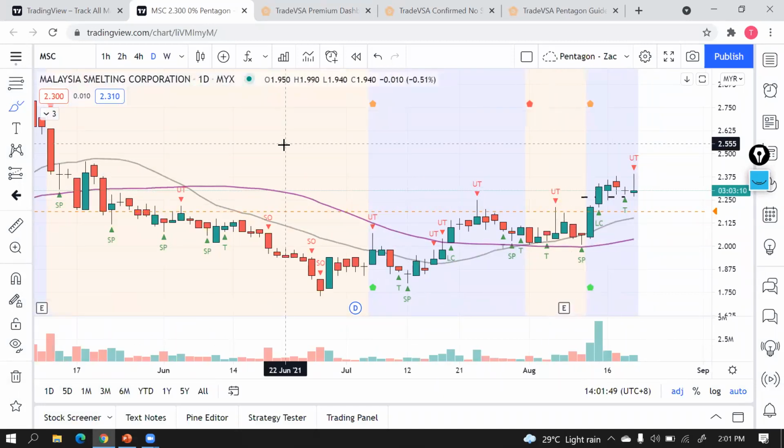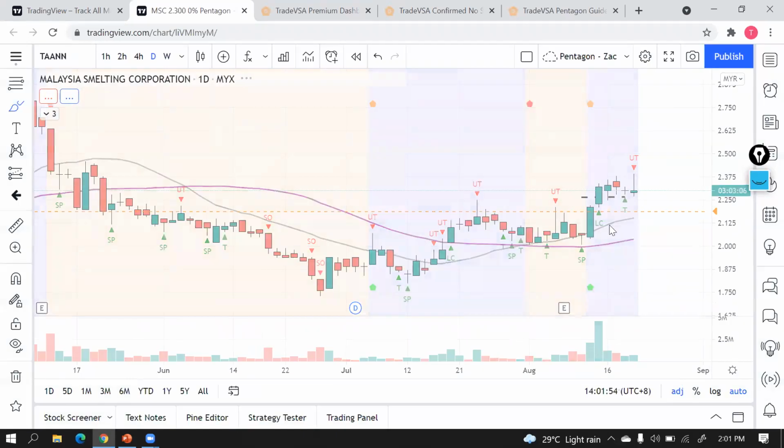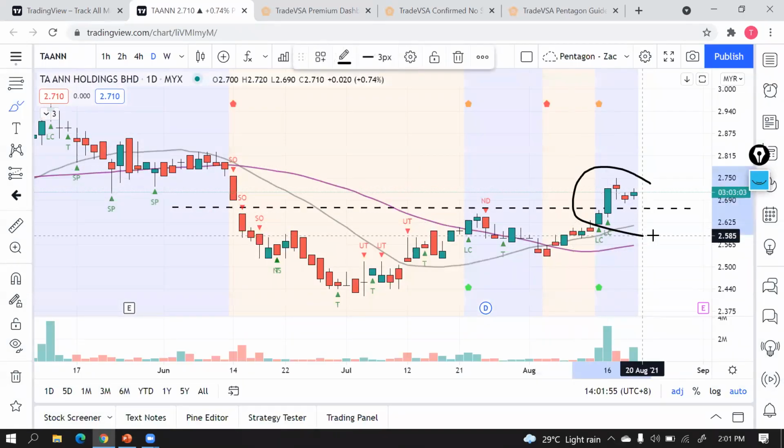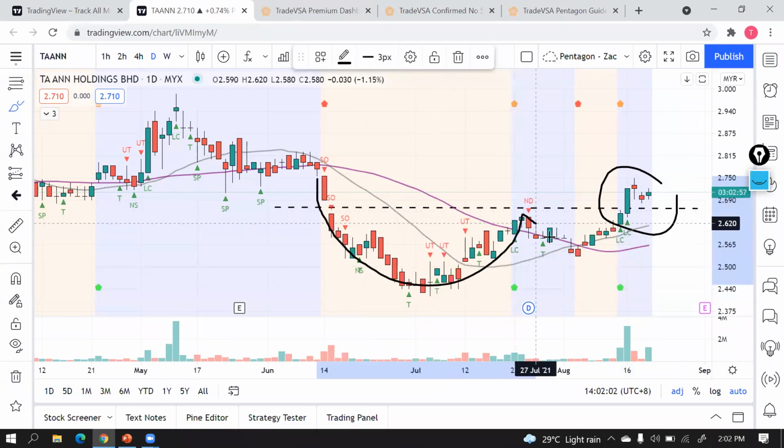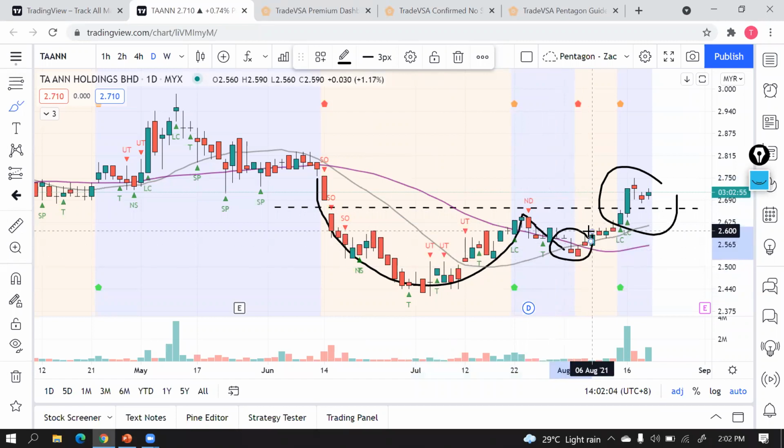Oh, it failed to form an NS. I think it's MSC or is it Taan? I forgot already. Taan also volume increasing. So okay, realize here, few things. It dropped 2040s, cross. This is the area that you want to see low volume. Of course, sometimes it comes with sign of strength, sometimes it comes with different type of setups.